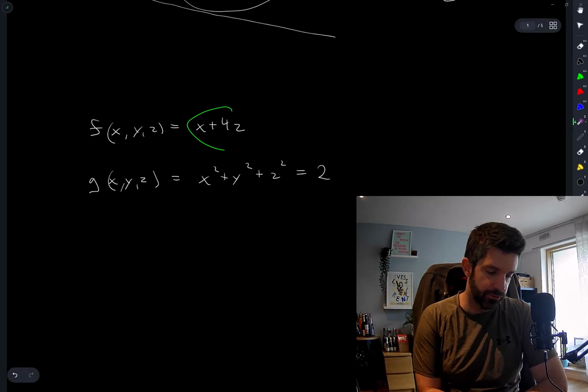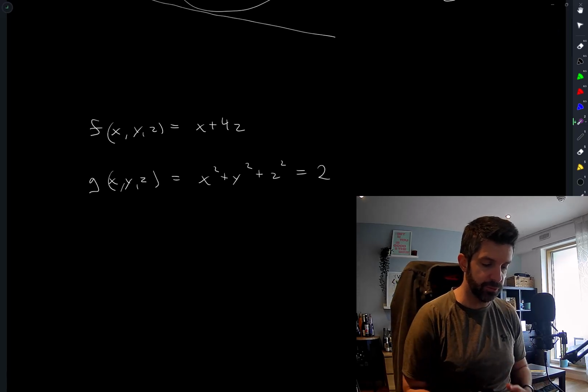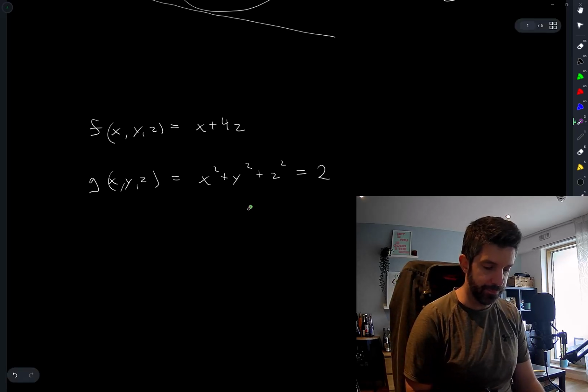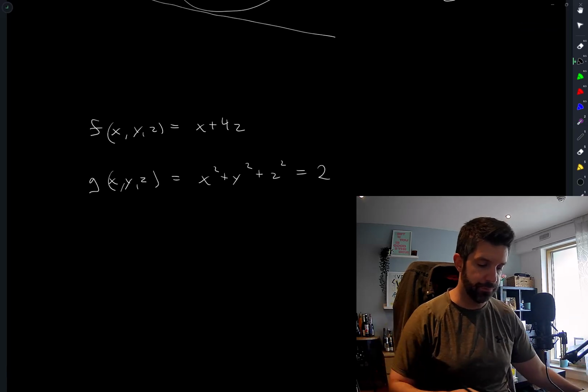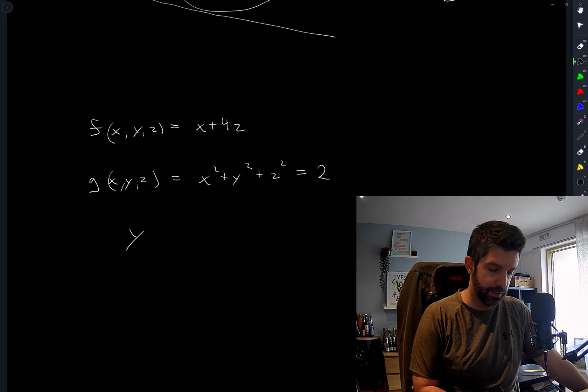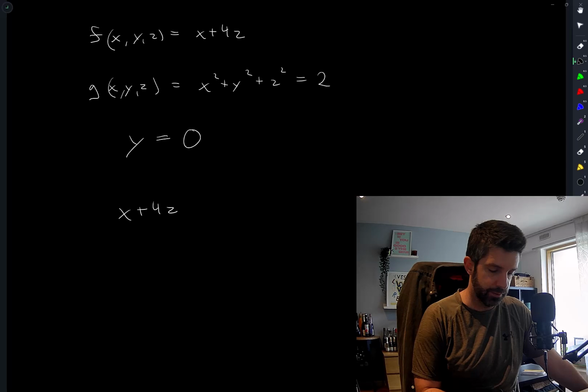So if I want to make this small, then x and z should both be negative and as negative as possible. But if y is non-zero, then I have to decrease the magnitude of x or z or both. So it's enough to assume that y is equal to 0. So I have x plus 4z that I'm trying to minimize, subject to x squared plus z squared equal to 2.